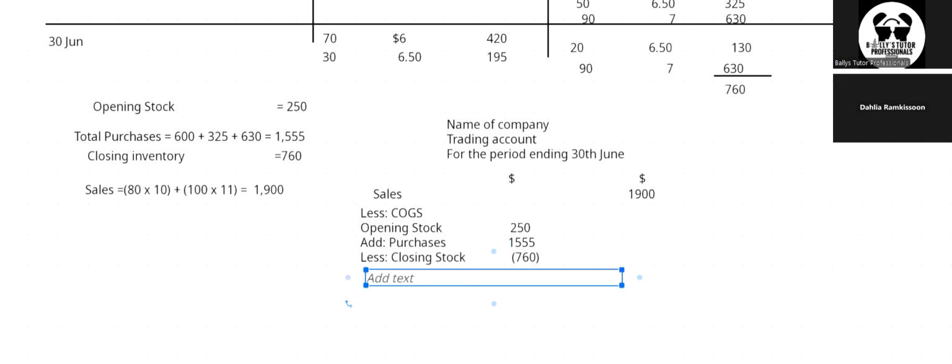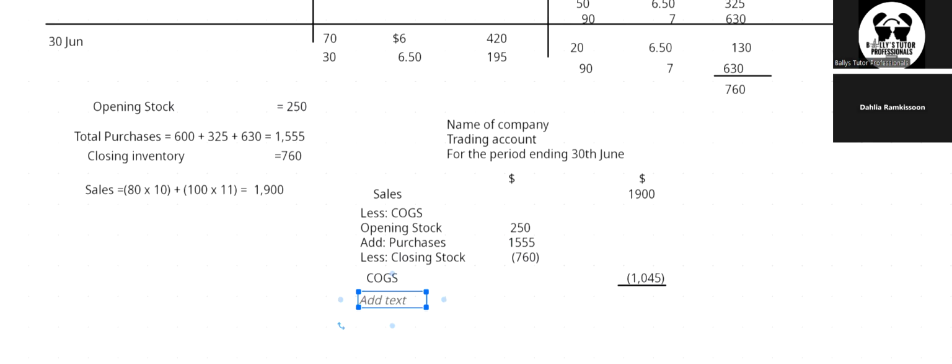And you subtract that and you get a gross profit. So they could actually bring a question like this, where they ask you to do FIFO, and then from FIFO, they ask you to do a trading account. So your gross profit will be 855. So this is a possibility, right? Just showing it.